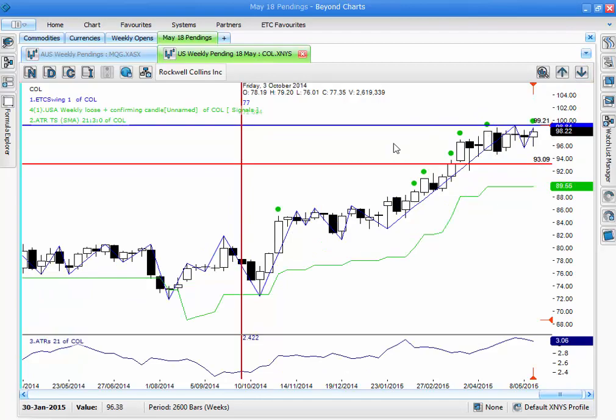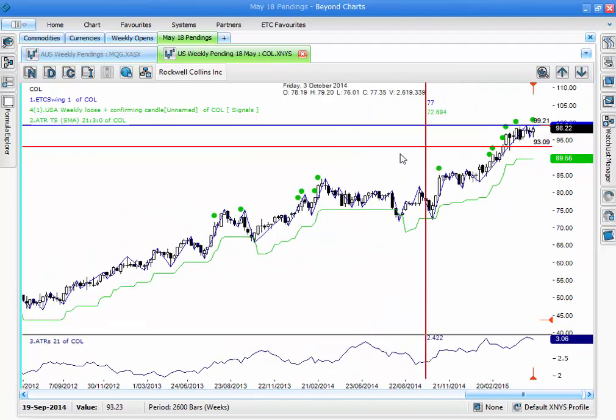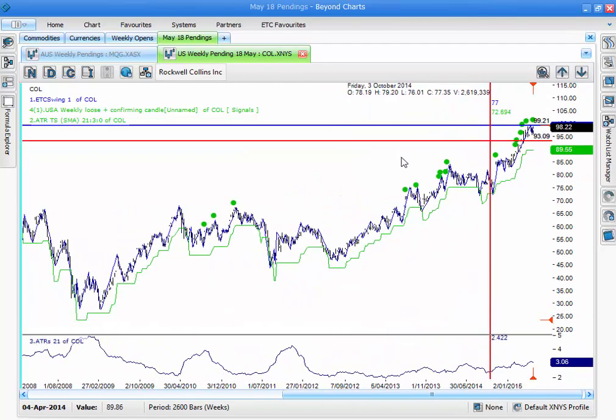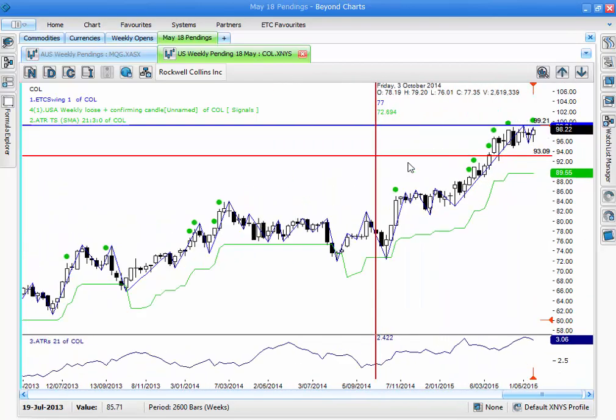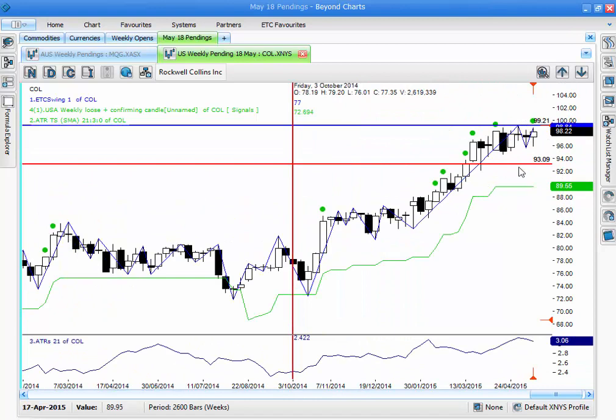Next one on the list, in the US, COL. Again, just checking that we don't have any long-term peaks to worry about. We're in blue sky. Similar sort of thing. We've had a short-term downtrend. We've had the formation of a bullish candle, and our little signal going off on that last candle as well.